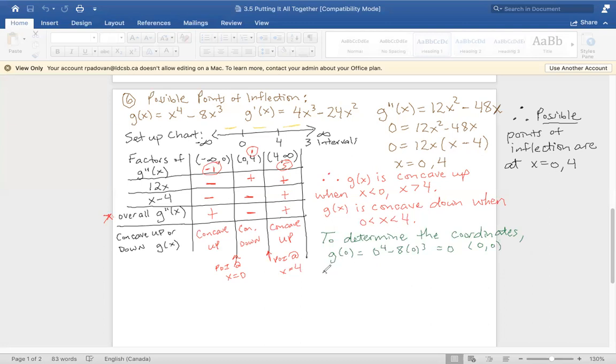And now at g at an x value of 4, I have 4 to the power of 4 minus 8 times 4 cubed. Again, you guys do the math, and you should get negative 64. So again, I have a point of inflection. There's a change happening at an x value of 4 and negative 64. The concavity is changing.